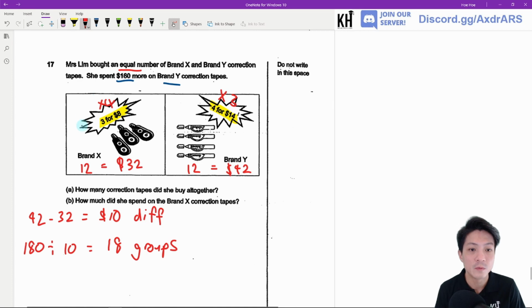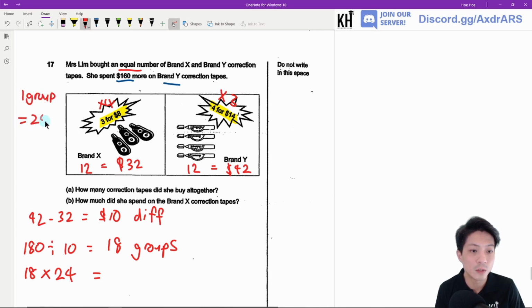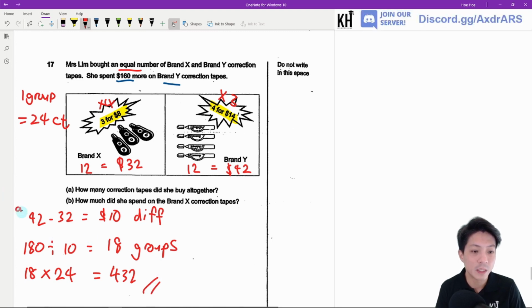Okay, each group will be like 12 brand X and 12 brand Y, which is 24. So to find how many correction tapes did she buy altogether, I'll need to use 18 times 24. I'm just gonna write it here. One group is equals to 24 correction tapes. Okay, 18 times 24 will give me 432. Okay, this is the answer for part A.